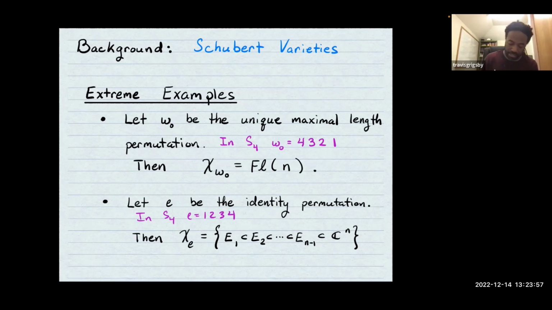I know I have set brackets and everything here, but there are no extra conditions for membership. That's literally the only point in that Schubert variety. And here, whoops, here there are no conditions for membership in that Schubert variety as well. All flags are allowed. Okay.